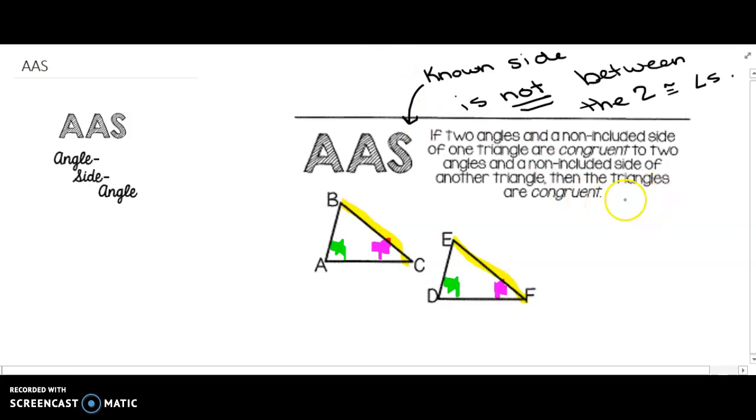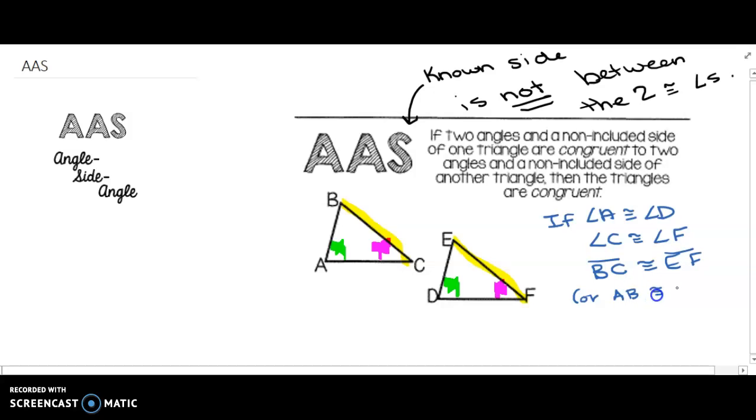Okay, so I can say if angle A is congruent to angle D, angle C is congruent to angle F, and BC is congruent to EF, in parentheses I can put or AB is congruent to DE. Either one of those would work because those sides are not between the two angles. Then triangle BAC is congruent to triangle EDF.